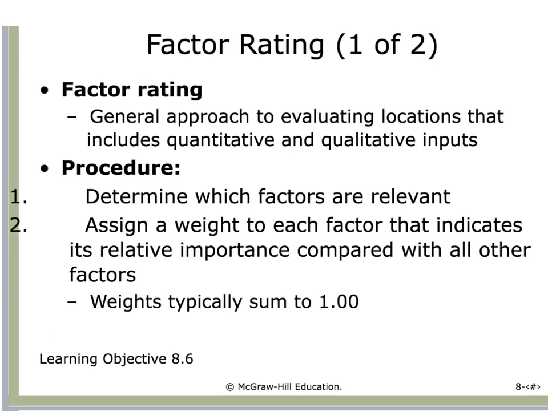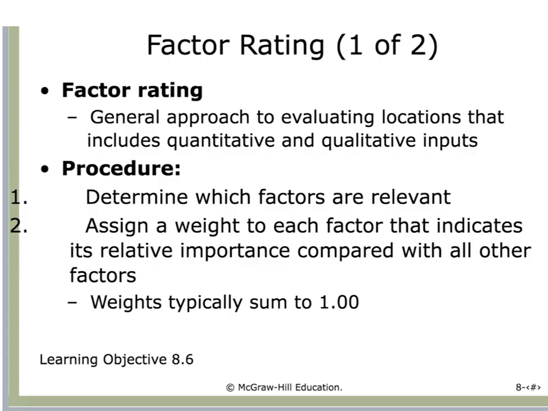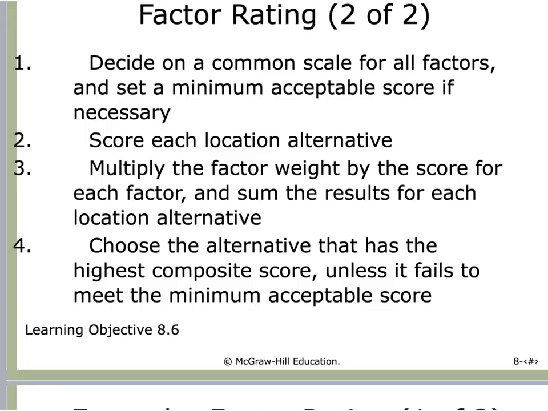Okay. The next approach is the factor rating approach. It's a general approach where you look at all the different criteria and you assume a weight. So the weight tells you how important something is to you. You assign a particular weight to each criterion, and the weights should sum to 1. So let me take you through the example.